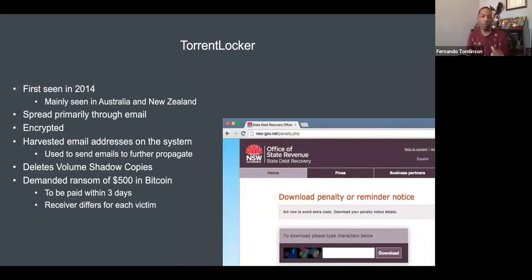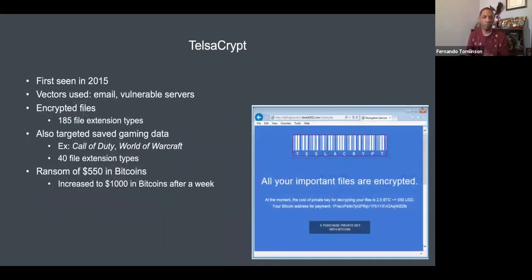Up front, it also looked to get rid of those volume shadow copies. So even when you realized that the system was being encrypted, your initial source of backup was already going to be removed. At the time, demanded 500 in Bitcoin, but guess what? Had to be paid within 3 days, and each person received something different. So we start to see a little bit more customization in this.